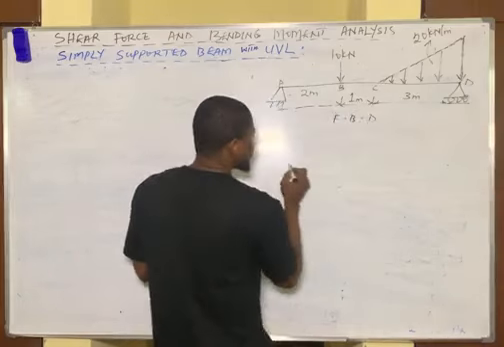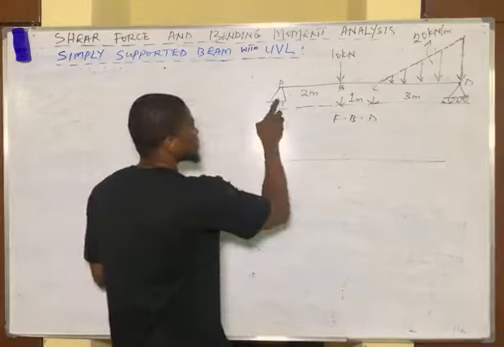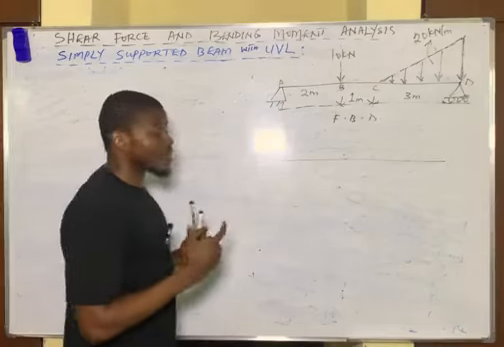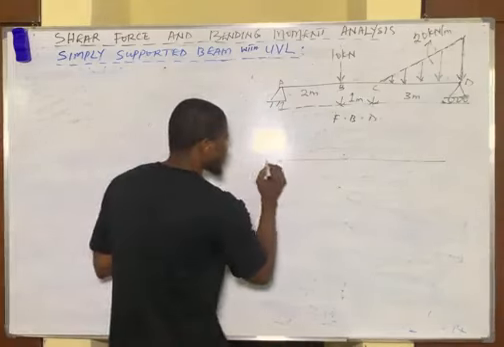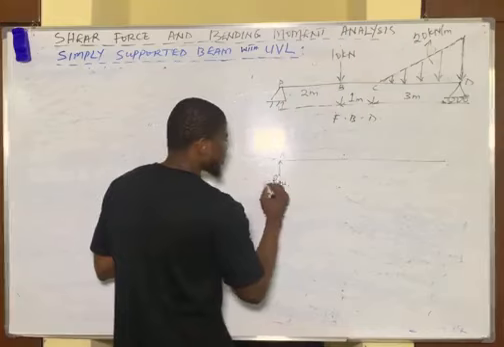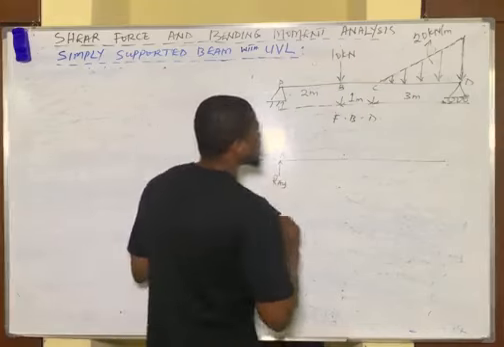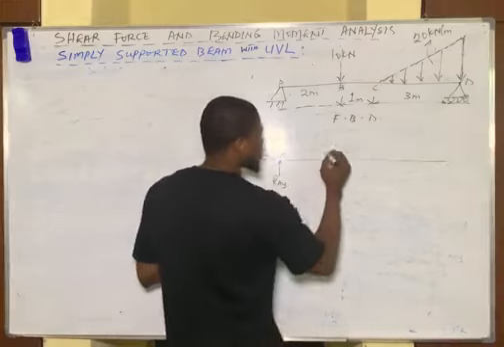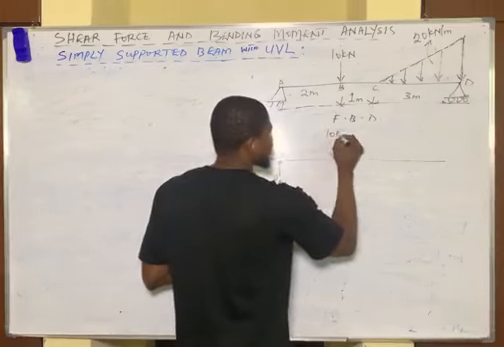Okay, so you draw your beam. Now remember this is a pin support, and for the pin support we have two reactions. One is vertical and the other is horizontal, all at point A. So let's call this RAY, vertical reaction, and RAX, horizontal reaction. Now at point B we have a 10 kilonewtons downward force.